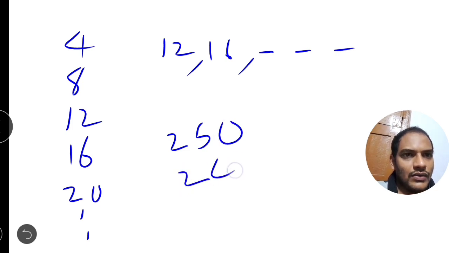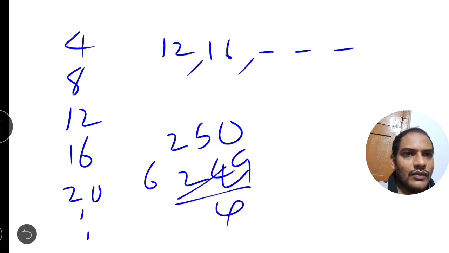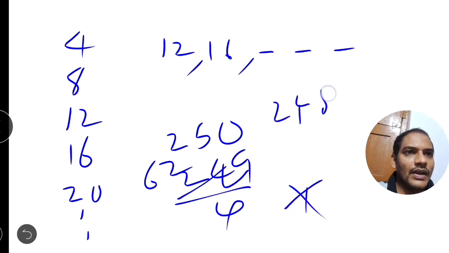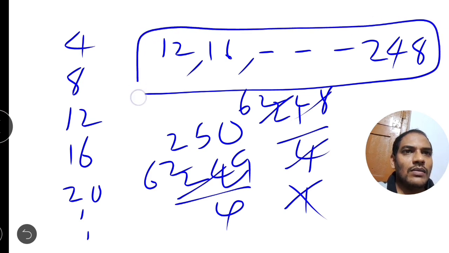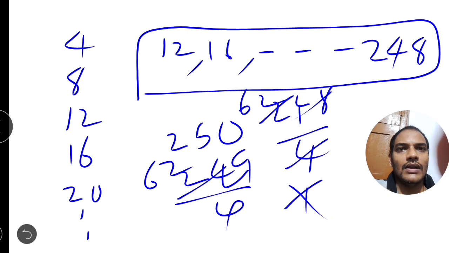Let's verify with 249. 4 6s are 24, 4 2s are 8, 1 remainder. So let's remove the remainder 1. That means 248. 4 6s are 24, 4 2s are 8. Yes, so the last number is 248. So this is the list of the multiples of 4 that lie between 10 and 250.